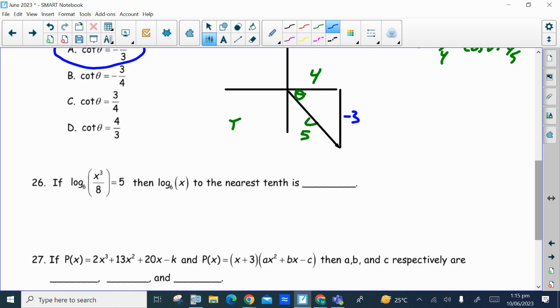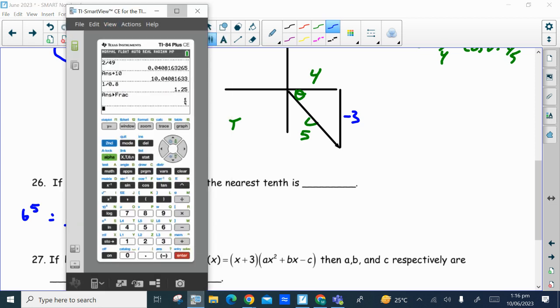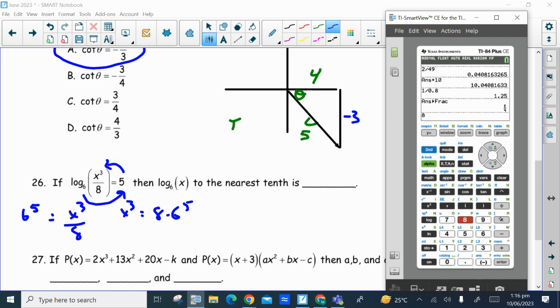Number 26, you want to find what log base 6 of x is. So you have to first figure out what x is. And to do that, we can take this and convert it to exponential. It'll be 6 to the power 5 equals x cubed over 8. So x cubed will equal 8 times 6 to the power 5. X cubed equals that large number, 62,208.